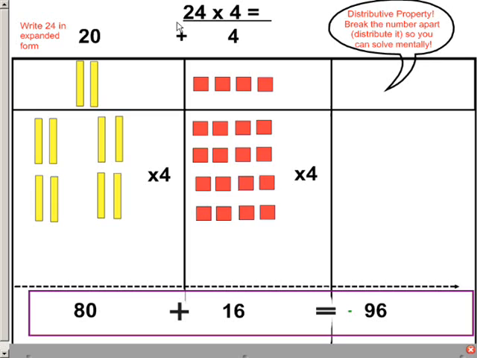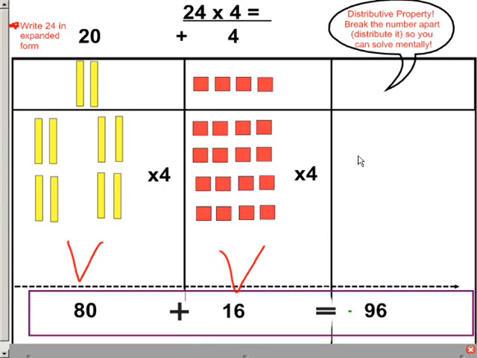Okay, I'm trying to solve 24 times 4. So again, I'm going to write 24 in expanded form as 20 plus 4. So here's what 20 looks like using base 10 blocks. I did 4 groups of those, 20, 40, 60, 80. So that is equal to 80. Then I took my ones place, my 4 ones, and I did 4 groups of 4, which was equal to 16. Because I pulled it apart here, I just added it back together, and I got 96.